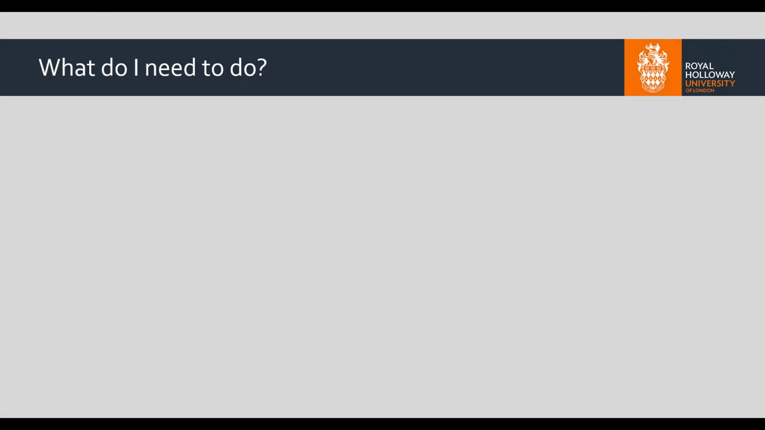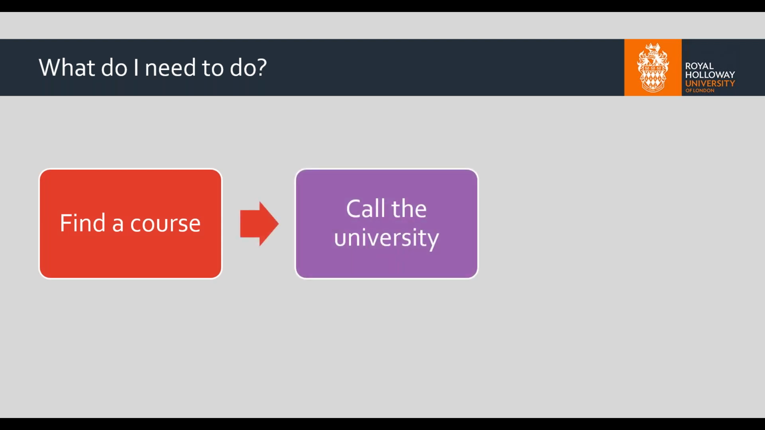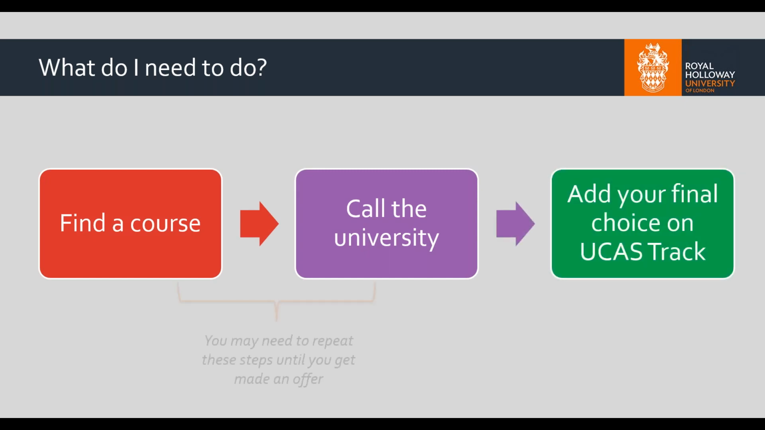And what do you actually need to do on results day? First and foremost, obviously find a course. Find a course that you're interested in if you're going to go through clearing. Call the university, like we've already mentioned, and then add that final choice to your Ucas Track. That's what I referred to earlier as referring yourself.